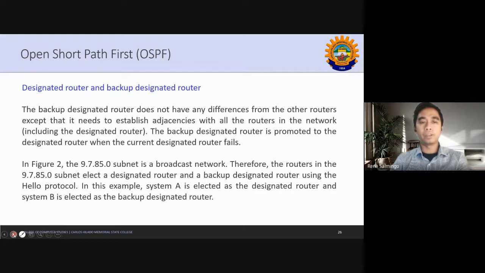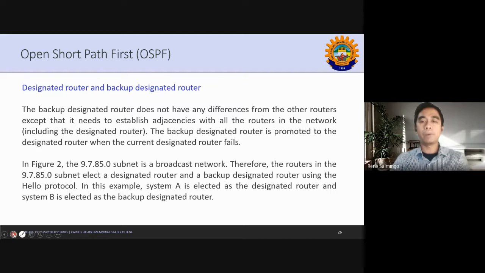Now, for the designated router and backup designated router. The backup designated router does not have any differences from other routers, except that it needs to establish adjacencies with all the routers in the network, so including the designated router.